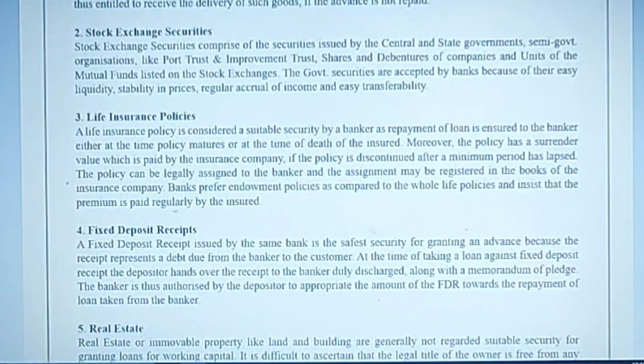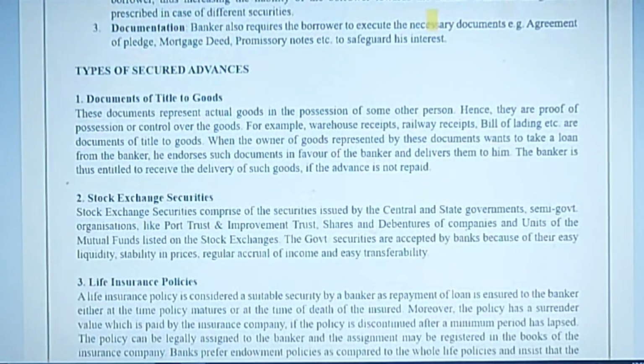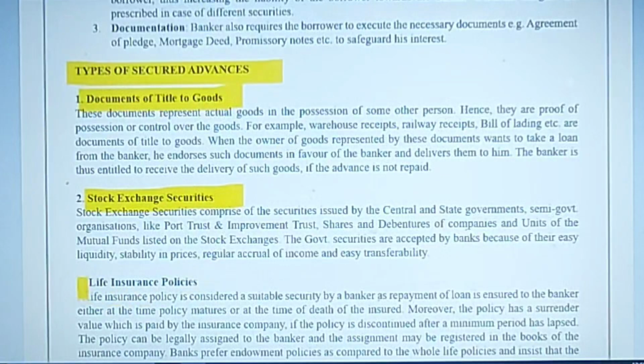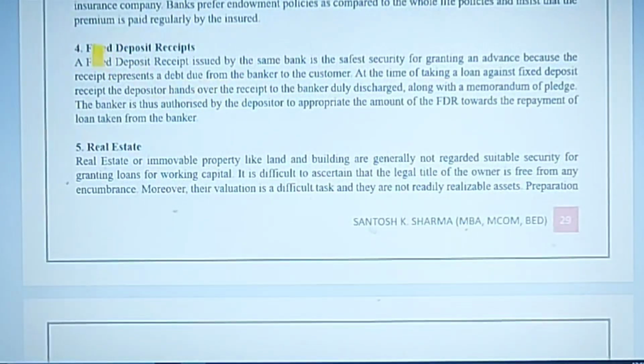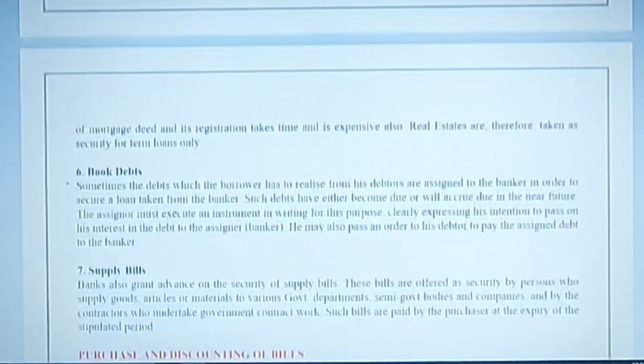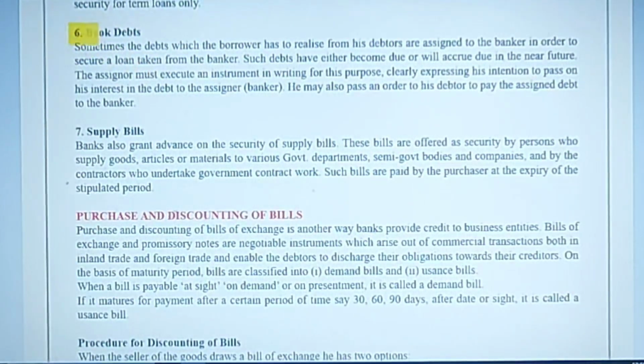The next topic is the different types of secured advances. Basically, we can use documents of title of goods, stock exchange securities, and life insurance policies. We can keep these as mortgage with the bank to avail credit. Fixed deposit receipts, then real estate, that means property, all these things can be mortgaged. We can also keep our book debts as mortgage. We can also put supply bills, which are receivables.